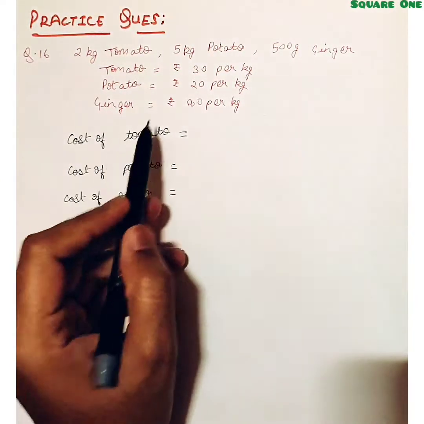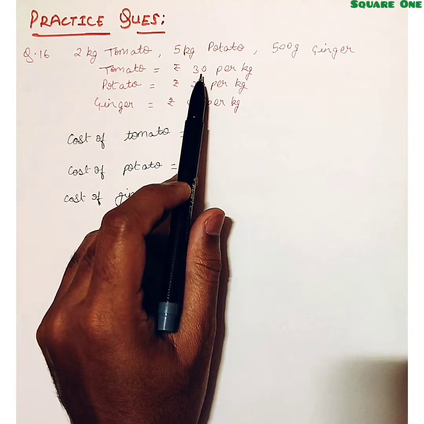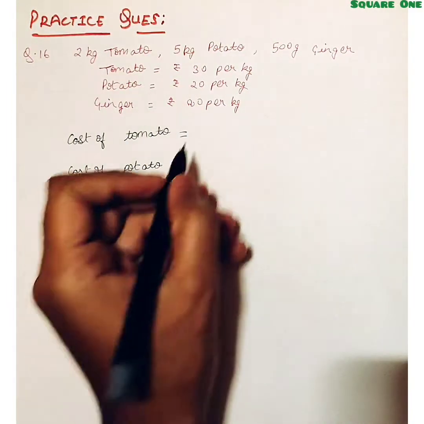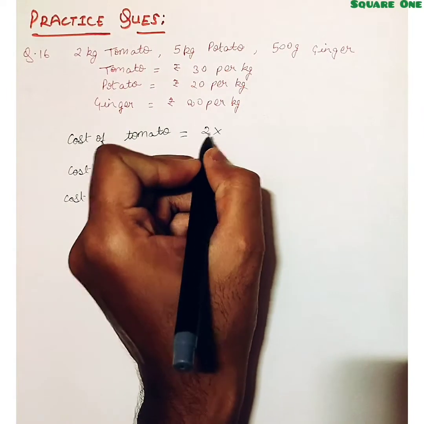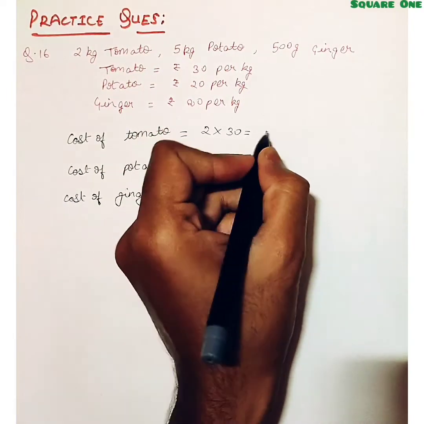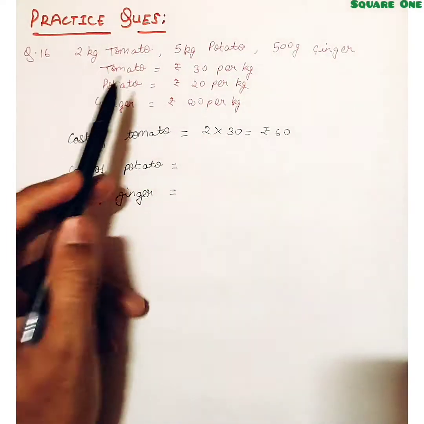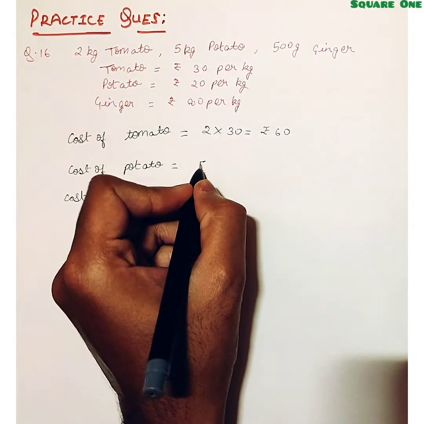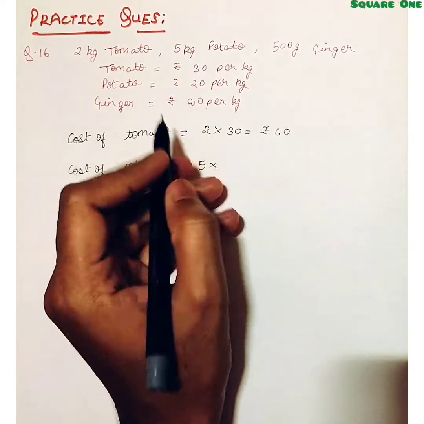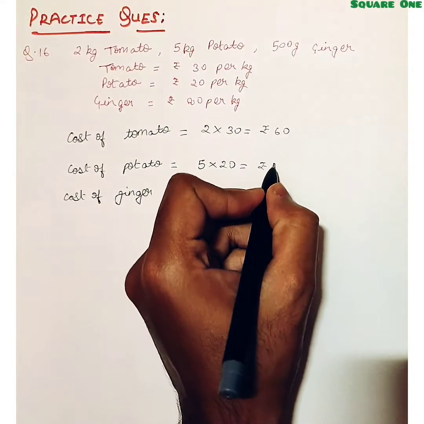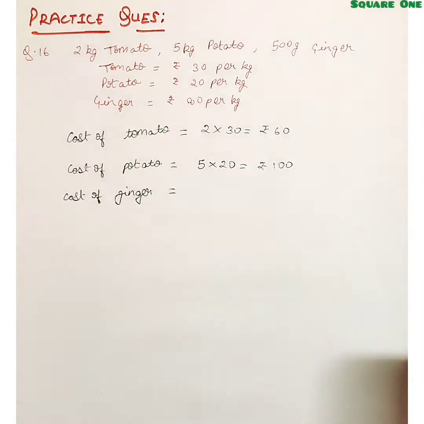Now the cost of 1 kg tomato is rupees 30. Then the cost of 2 kg tomato will be, we will multiply 2 with 30, and the cost of 2 kg tomato will be rupees 60. Cost of 5 kg potato will be 5 multiplied by 20, which is the cost of 1 kg potato, and we get the cost as rupees 100.